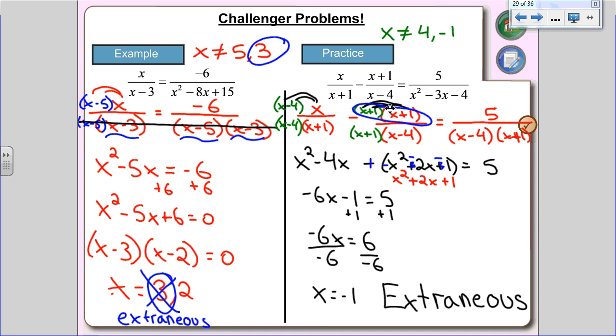Then you can collect your like terms. Then you can solve it all by moving everything from one side to the other. You should have got x equals negative 1. That is one of your NPVs, so that's an extraneous solution or an extraneous root. Both those things mean the same thing. Extraneous root, extraneous solution, same thing.